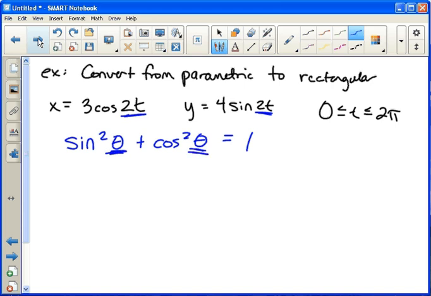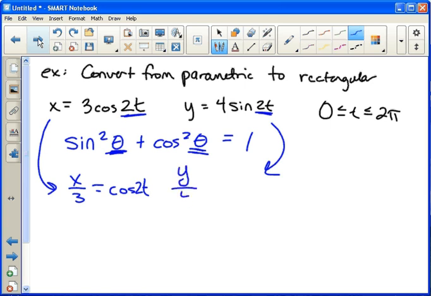So we need to solve for sine and solve for cosine. So here, we're going to divide both sides by 3, get x over 3 equals cosine of 2t. Here, we're going to divide by 4, so we get y over 4 equals sine of 2t. So then we just plug those in. So sine is y over 4, so we get y over 4 squared. Cosine is x over 3, so we get x over 3 squared equals 1.